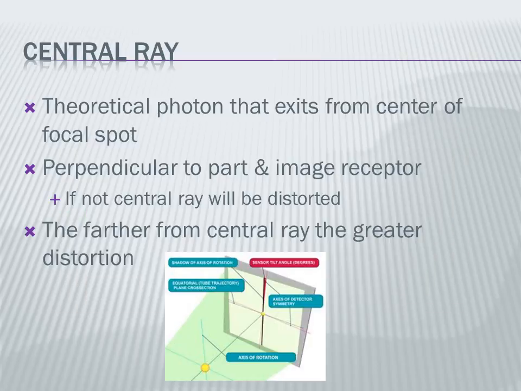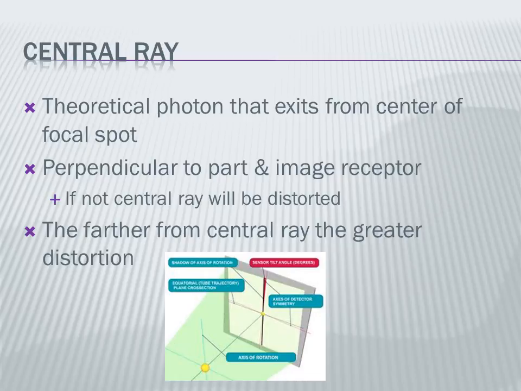Central ray: the theoretical photon that exits from the center of the focal spot. Perpendicular to the part and image receptor. If not central ray, it will be distorted. So the further from the central ray, the greater the distortion. It's important to be accurate.